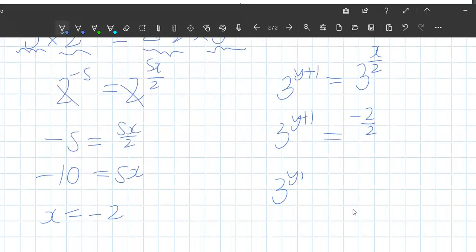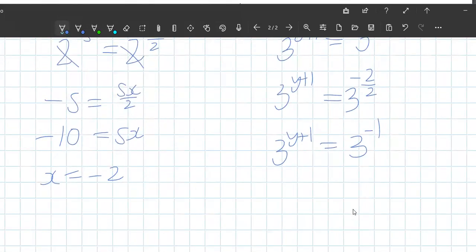3 to the power of y plus 1 is equal to 3 to the power of minus 2 over 2, which is just minus 1. Drop the bases, y plus 1 is equal to minus 1, and taking the plus 1 over to the other side, y is equal to minus 2. And that concludes question 1.